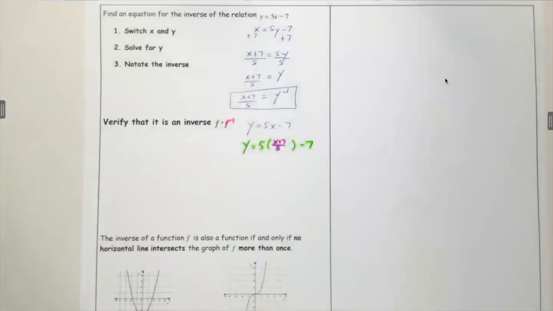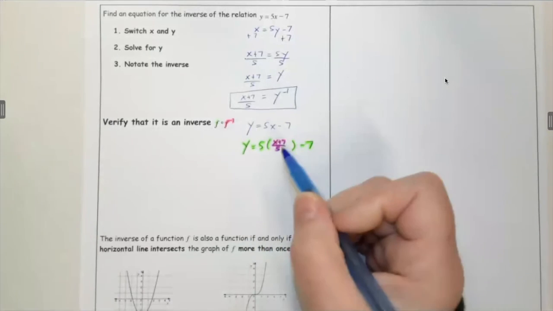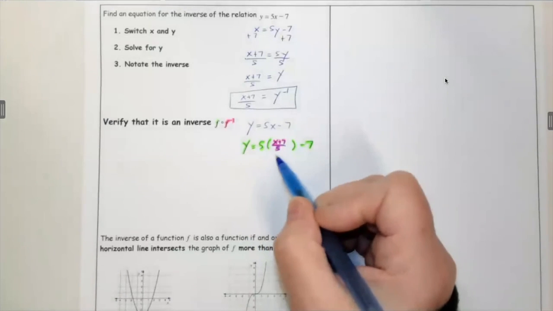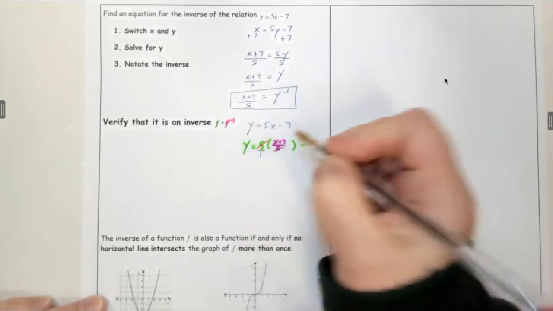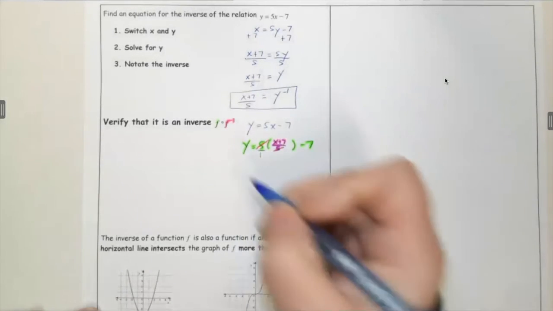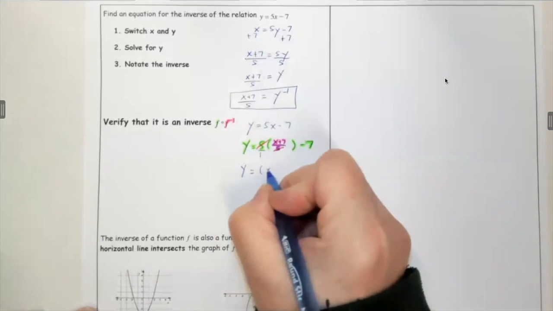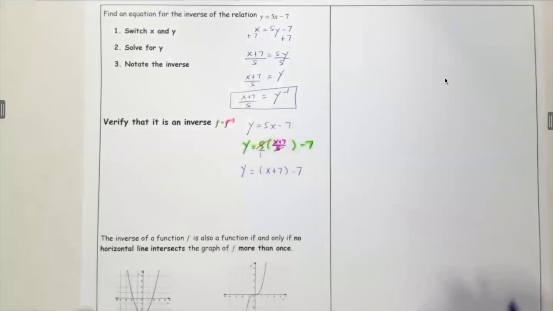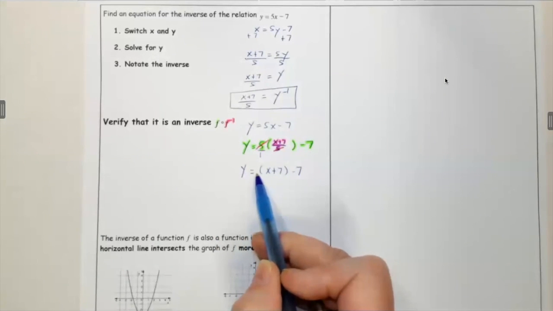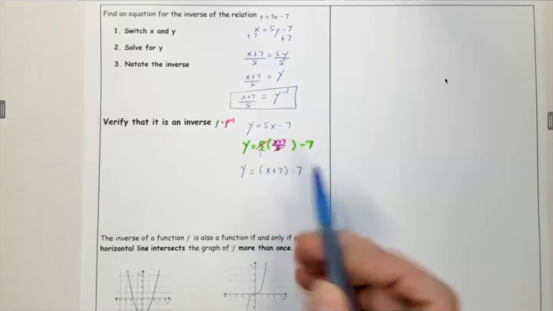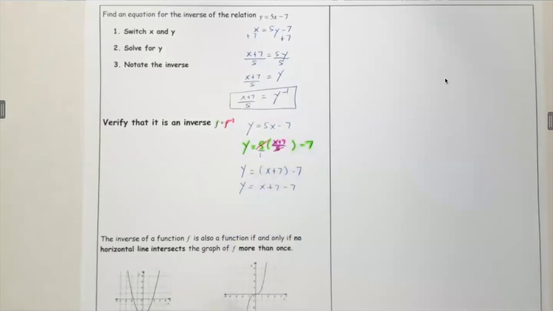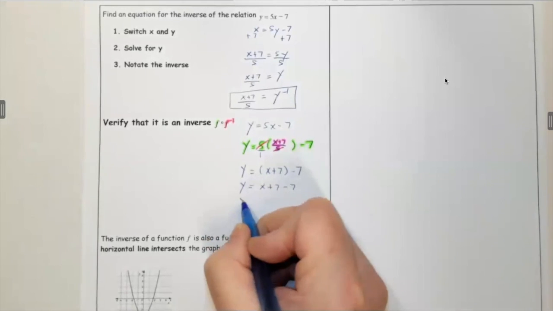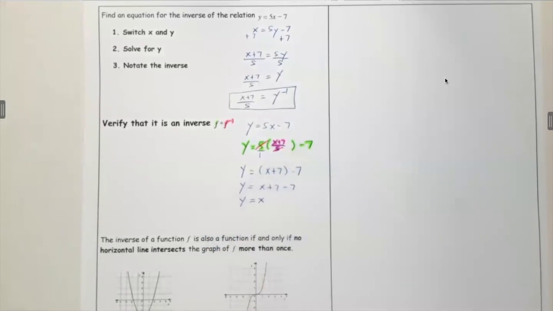Now I need to simplify. I'm looking for something specific here. I have multiplication, which is where I'm going to start simplifying. If I make 5 a fraction, I can see that I have a 5 in the numerator that is going to cancel with a 5 in the denominator. And that leaves y equals x plus 7 minus 7. There is nothing outside the parentheses being multiplied. There are no exponents with the parenthesis. I can just drop the parenthesis, x plus 7 minus 7. A positive 7 and a negative 7 cancels, leaving y equals x.